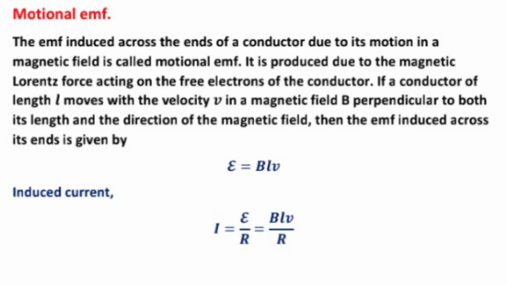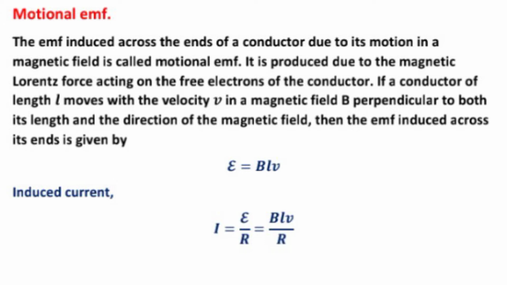Motional EMF. The EMF induced across the ends of a conductor due to its motion in a magnetic field is called motional EMF. It is produced due to the magnetic Lorentz force acting on the free electrons of the conductor. If a conductor of length L moves with the velocity v in a magnetic field B perpendicular to both its length and direction of the magnetic field, then the EMF induced across its ends is given by epsilon equal to BLv.